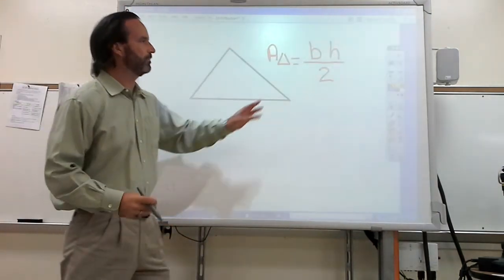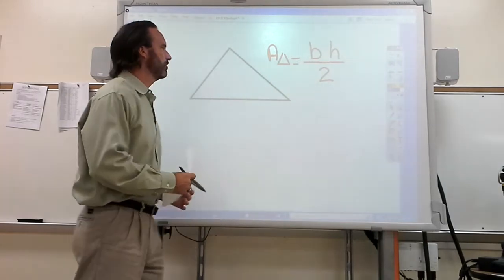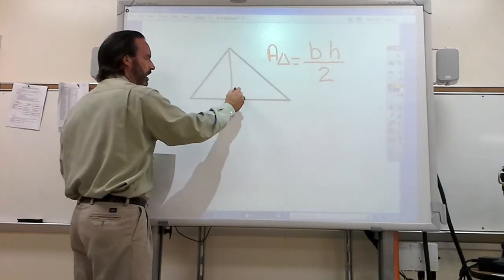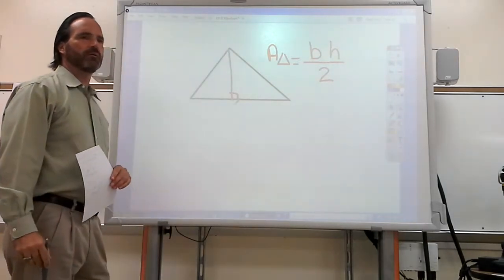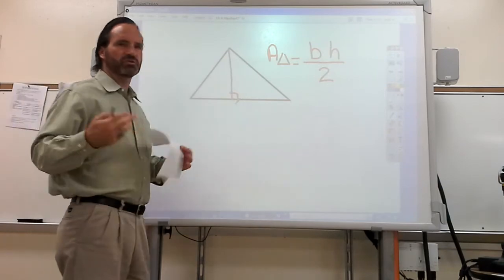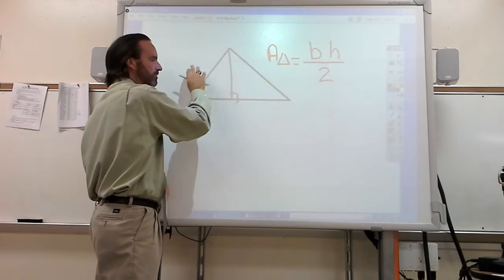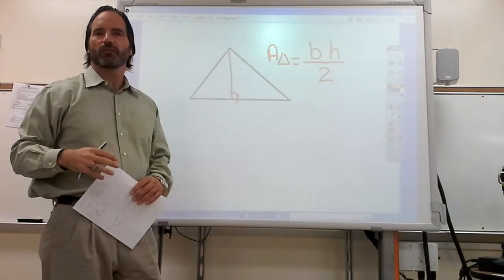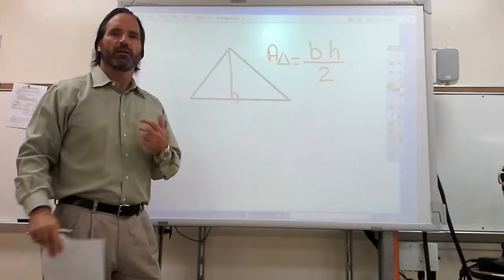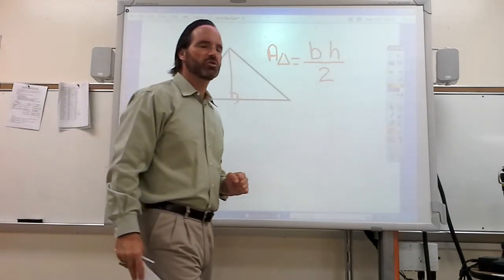Remember our basic formula, base times height divided by 2. We're going to draw a perpendicular line for the height of a triangle. We've got two right triangles. We use SOHCAHTOA to solve for the height. We need the hypotenuse and an angle, and we can solve for the height. That's it. We'll do area of triangles tomorrow.